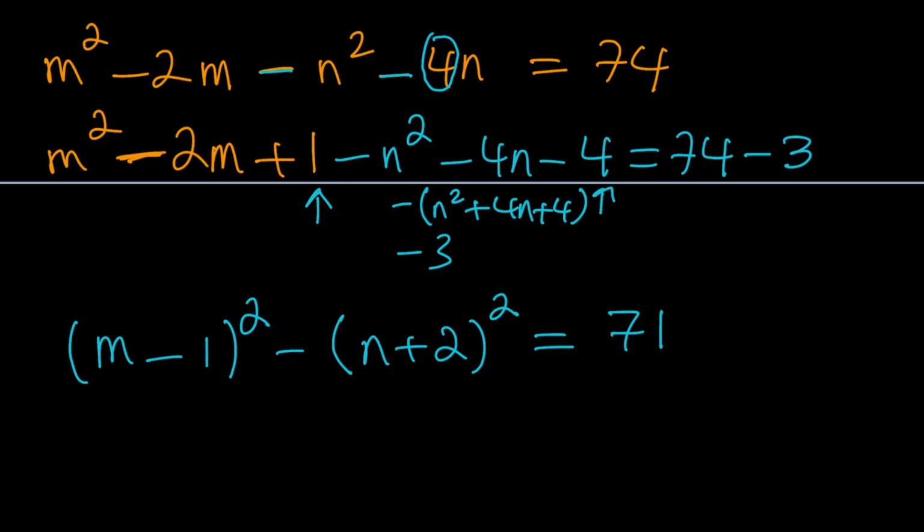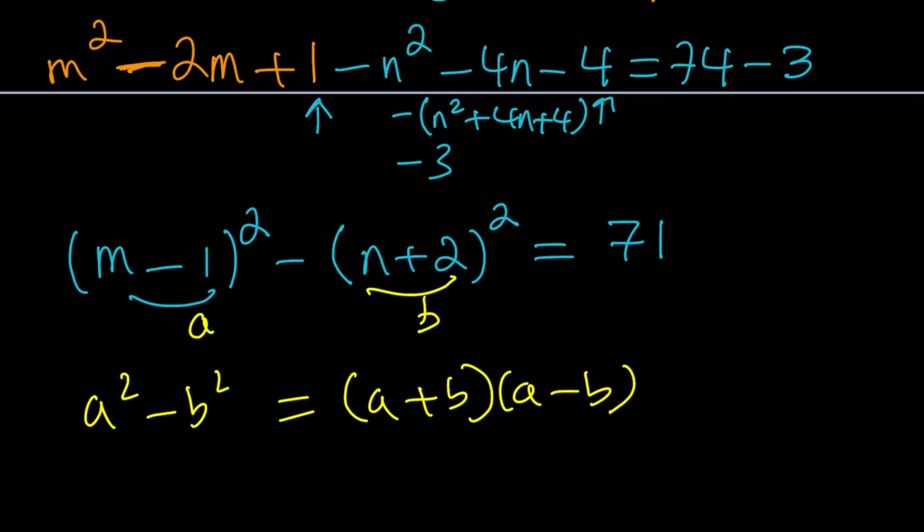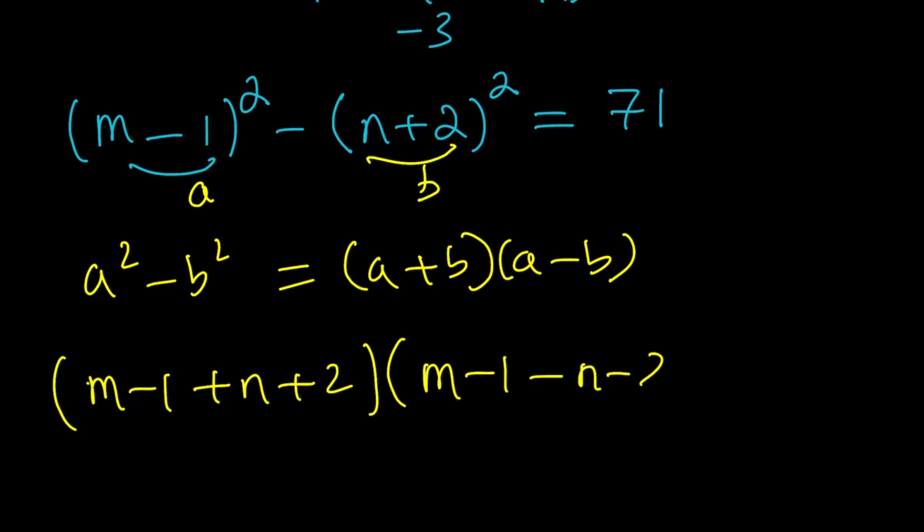We're going to factor this using difference of two squares. So if you call this a and you call this b, that's going to be like a squared minus b squared, and that can be factored as a plus b times a minus b. All right, one of my favorite formulas. Now let's go ahead and apply the formula. a plus b times a minus b. And when you minus b, you're going to basically negate n plus 2. So it's going to be the opposite of n plus 2. All right? And this is equal to 71.